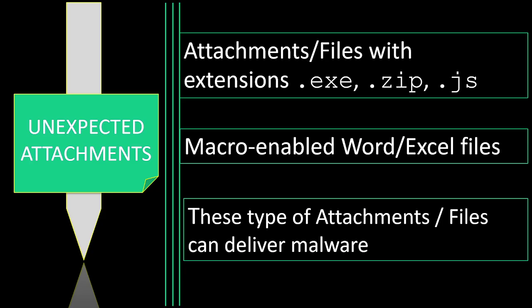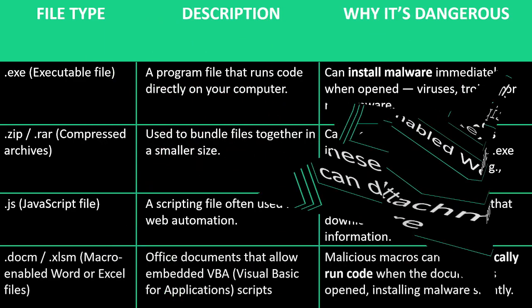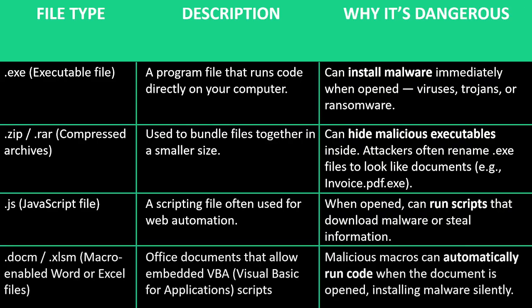Let's discuss these extensions a little bit more. So .exe is generally used for an executable file, a program file that runs code directly on your computer. It can install malware immediately when opened: viruses, trojans, or ransomware. Then you have .zip or .rar files, which are compressed. We use them to bundle files together in a smaller size, and they can hide malicious executables inside.